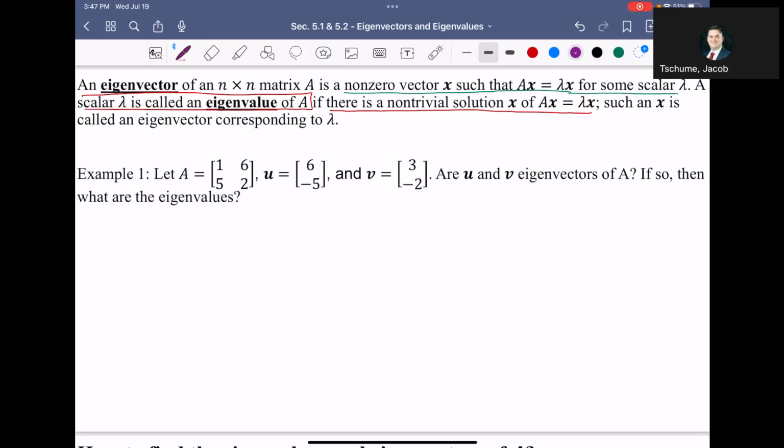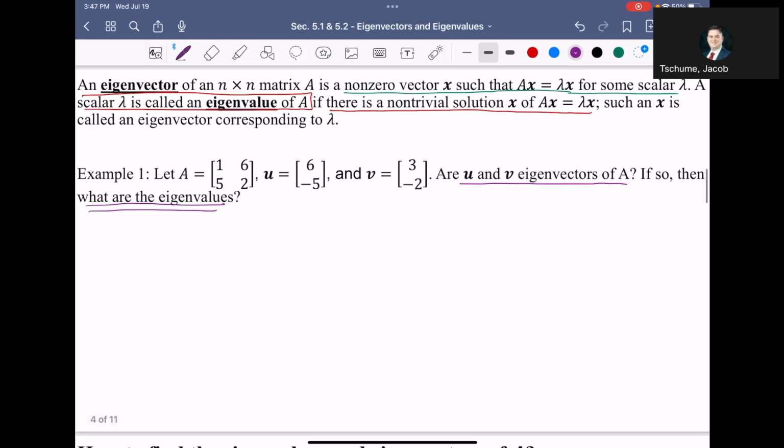Let's assume that we have a 2x2 matrix A, [1, 6; 5, 2]. And I've made two particular vectors here to show you this idea. I'm going to let vector u be (6, -5), and I'm going to let vector v be (3, -2). Two questions for you. Number one, figure out whether u and v are eigenvectors of A. So that'll be part one of each question. If they are an eigenvector of A, then you need to be able to tell me what eigenvalue corresponds to that eigenvector. So here's how we check this.